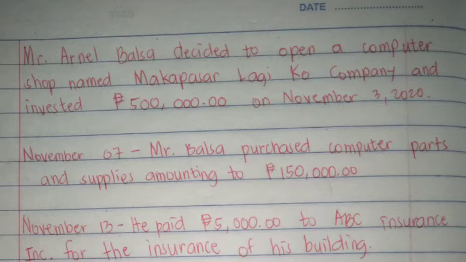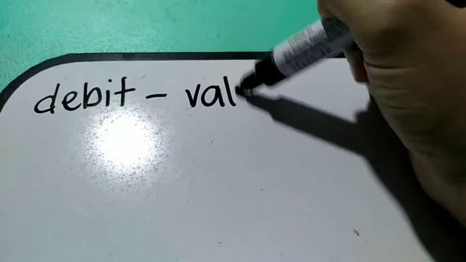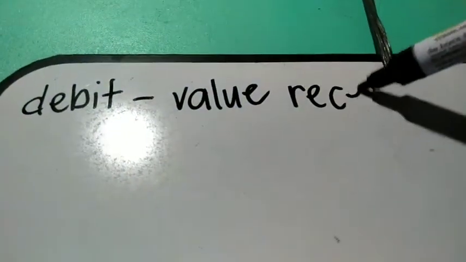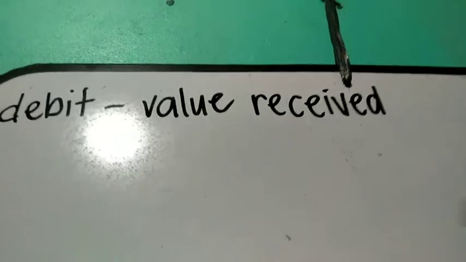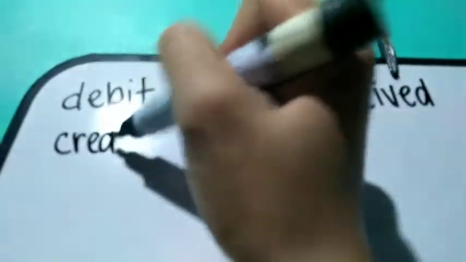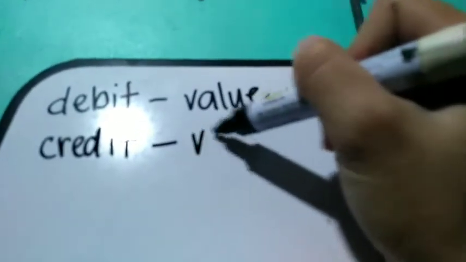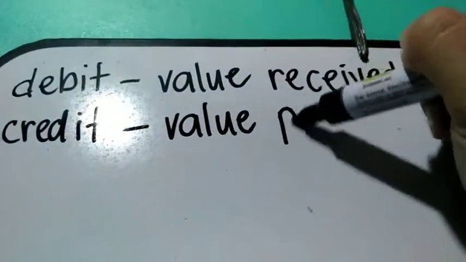And just to review, when we say debit, it's in the left side. When we say credit, it's in the right side. When we say debit, it means value received. When we say credit, it means value parted with.